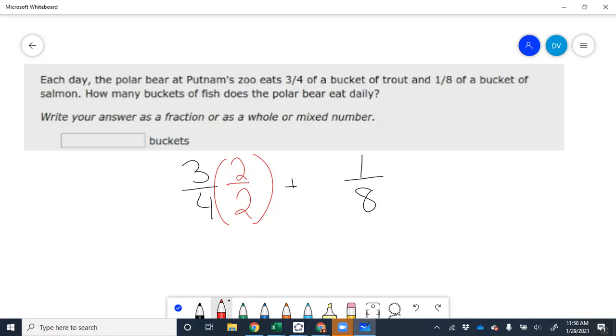Do you have a calculator ready, by the way? Go ahead and get one if you don't, or you can use your phone.